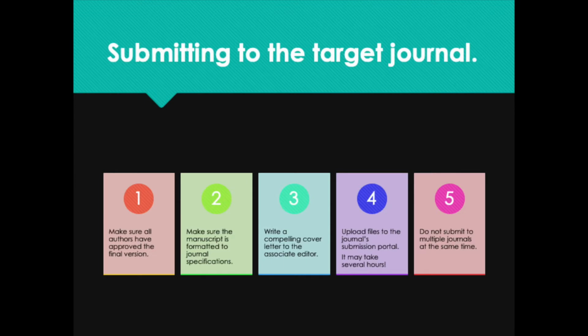And number 5, only submit to your target journal. Don't submit to multiple journals at the same time. And by the same time, I don't just mean the same day. I mean, if you're waiting for 5 or 6 weeks for a decision from one journal, you cannot submit your paper to another journal during that time. You have to wait until you have a final decision. And if that final decision is a rejection, then at that point you can submit to a second journal, but not at the same time. If you do submit to multiple journals at the same time, they're going to find out, and then both or all of those journals are going to kick your paper out and you won't get it reviewed.